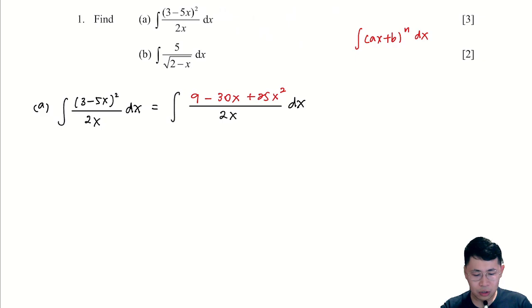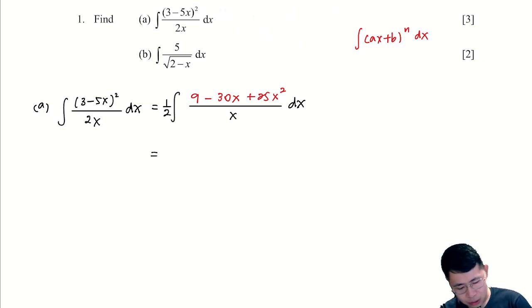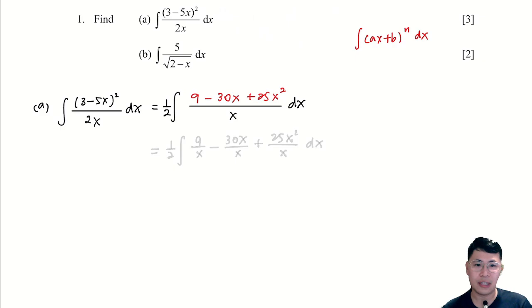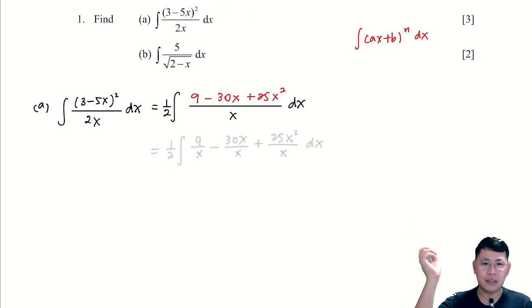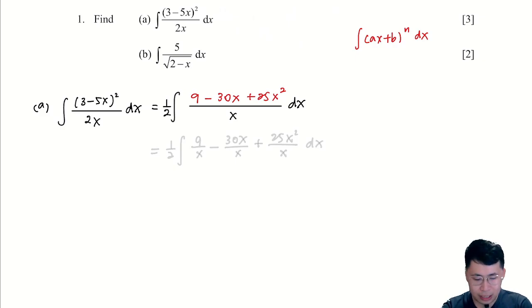Now, in order to make things easier, I'm going to take out this constant multiple. So this is actually a half, divided by 2, and I will put the half outside. Next, I will divide each term by x. This step over here is technically a filler step that you don't really need to write, so I write it in lighter ink so that we can see. So 9 over x minus 30x over x plus 25x squared over x dx. If you're comfortable, you can skip this step. If you're not comfortable, you can continue to write it.